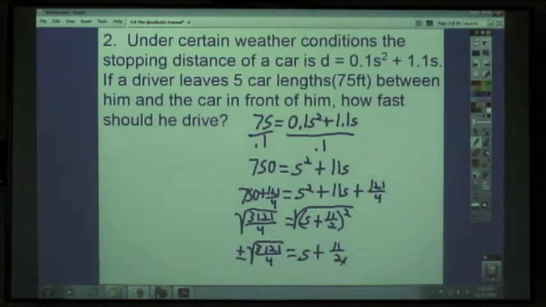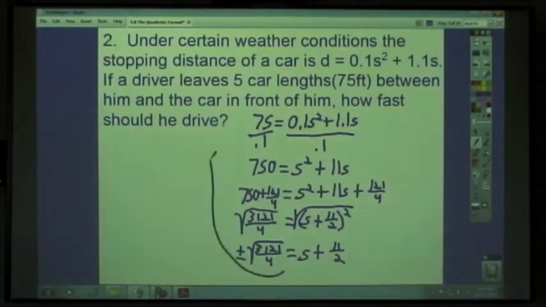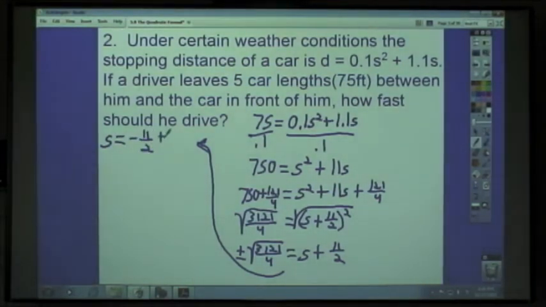So make sure that when you go to solve this one, you know that your answer should be a positive answer. To get s by itself on the last step, you would subtract the 11 halves over to the other side. I'm going to move up here to the top of this left-hand side so we can see it a little better. You take that s equals, and then you have negative 11 over 2, plus or minus the big ugly square root that you see there over 4.